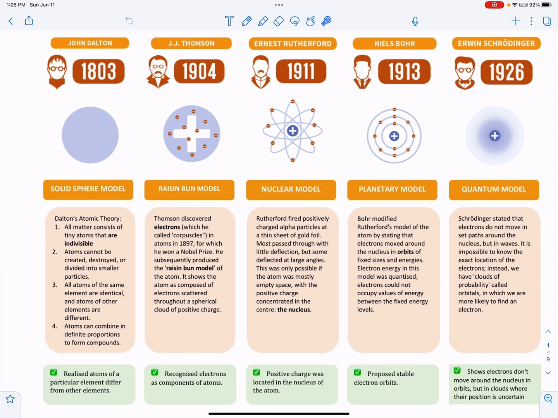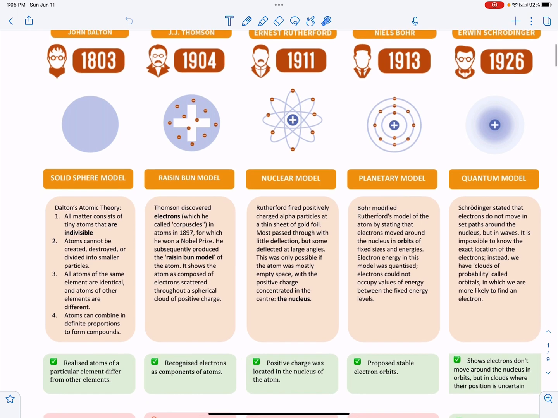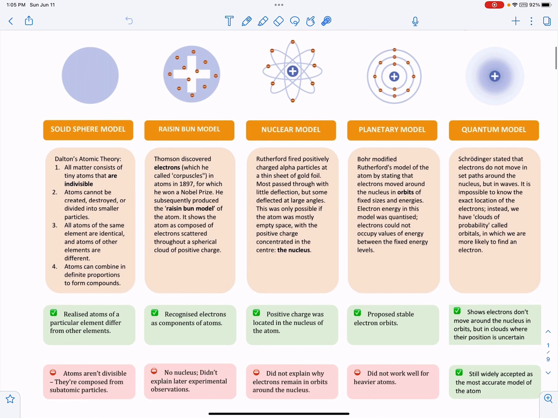This model was particularly favorable because it identified that positive charge was located in the nucleus of the atom. But still it wasn't perfect. It did not explain why electrons remain in orbits around the nucleus.